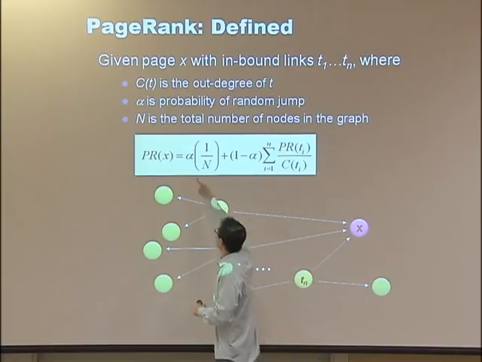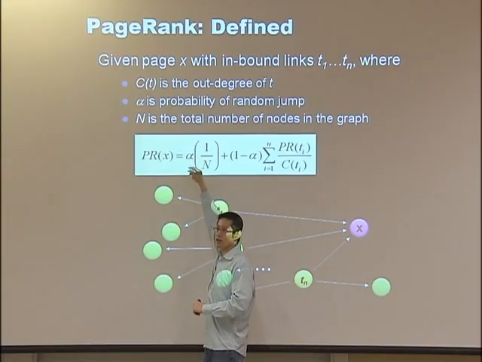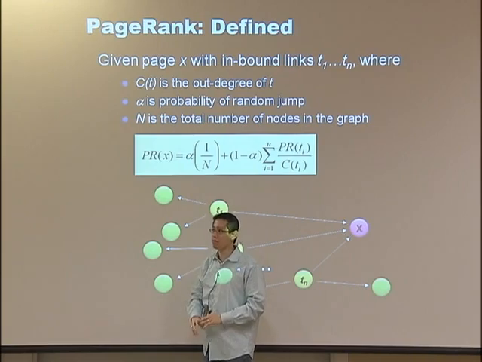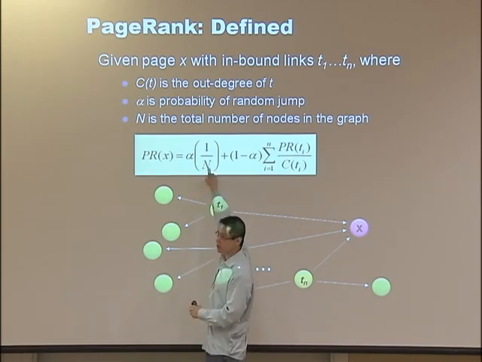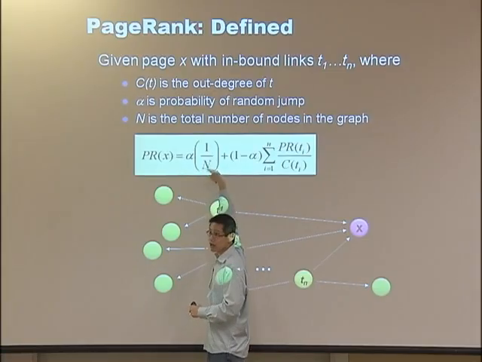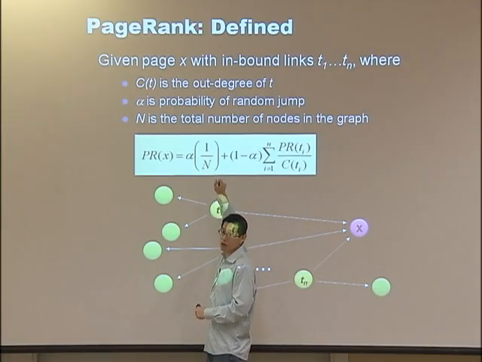So with probability alpha, the monkey's going to do a random jump and pick a URL out of thin air and jump to it. So the contribution of getting there is 1 over n, where n is the total number of nodes in the graph.